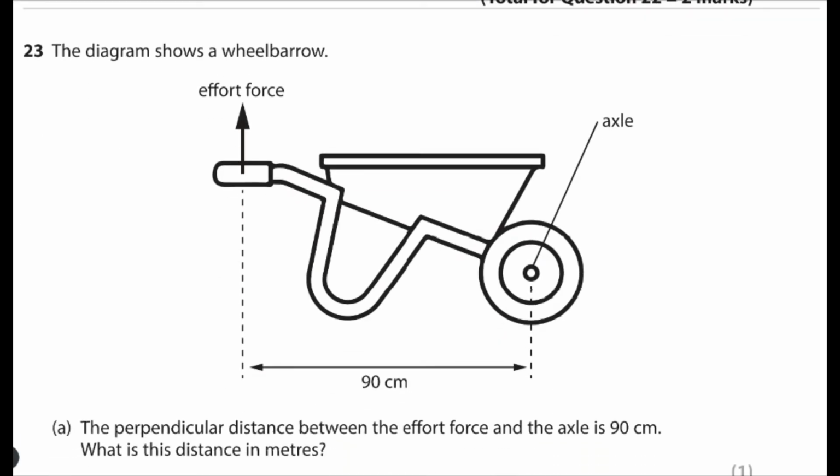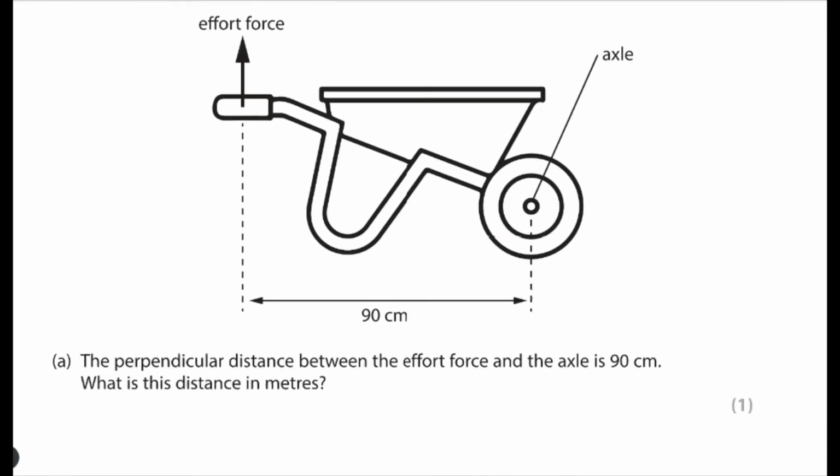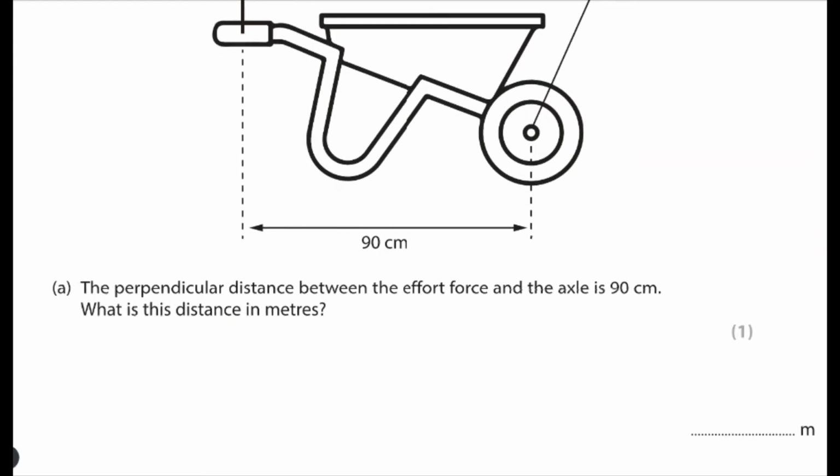23rd one, the diagram shows a wheelbarrow. They're talking about a moment. The perpendicular distance between the effort force and the axle is 90 centimeters. What is this distance in meters? Okay, we know 90 is in centimeters, so we can divide by 100. We are getting 0.9 meters. Like that you can write down.